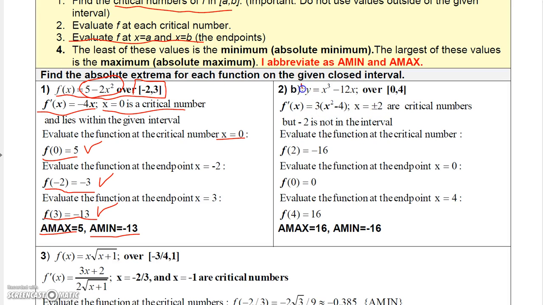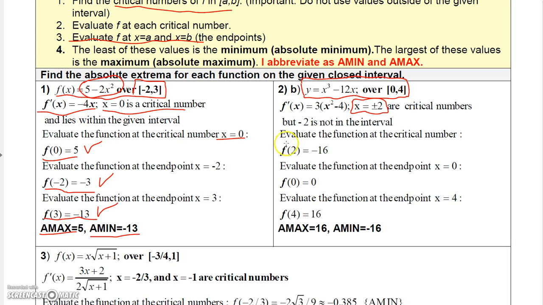Okay, here's another graph, and the interval we're looking at is from 0 to 4. First find the critical numbers: take the derivative, and then set the derivative equal to 0. You should get plus or minus 2 for critical numbers. But only one of those falls in the interval we're given. So -2 I don't need to check. I only check +2 because -2 is not in that interval.